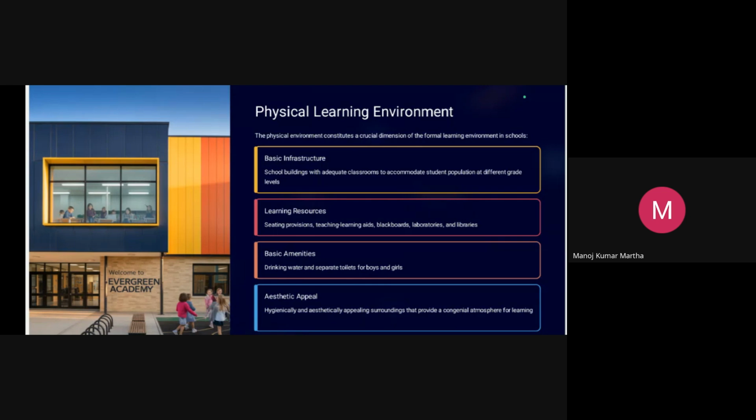Then learning resources is another important thing which can be included in the physical learning environment. That may be seating provision, teaching learning materials, blackboard, laboratories, libraries, computer lab, ICT materials. Those things are learning resources. They also affect the process of learning. So why are students now preferring private schools more? Because of the facilities, because of the learning facilities. The facilities that they find there are not available in government colleges. That's why they are preferring those private institutions. That is the main reason.